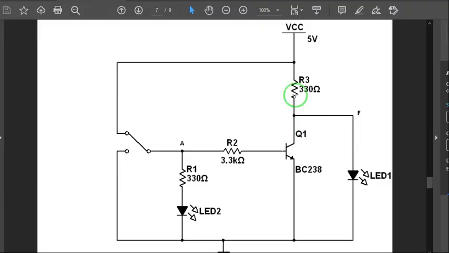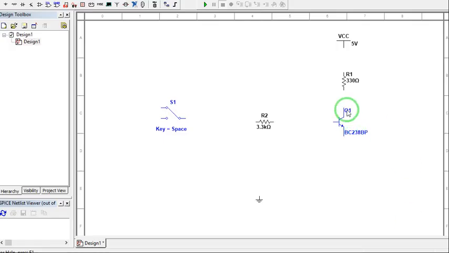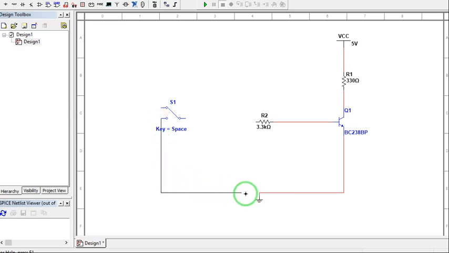So if you look at our circuit, this is 330 ohms, this is 3.3K connected to the base of the transistor. Okay, so let's connect this one, and let us connect this one here. Then let us connect this one, then the emitter, let's connect to ground, then the other switching position, let's connect to ground, the upper switching position, let's connect to 5 volts, and let's connect this to the terminal.